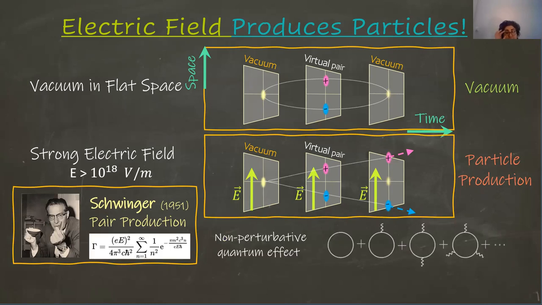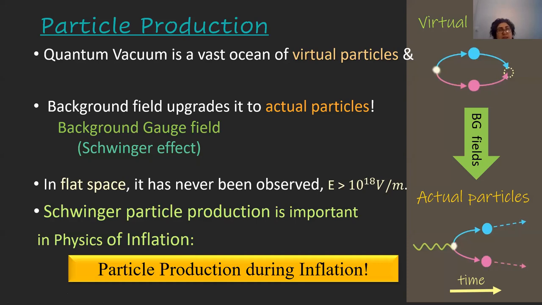This is basically a non-perturbative quantum effect, and the rate of the pair production is given like this. E is the electric field, and this is for electron and positron production in flat space. You can see that you cannot Taylor expand this in terms of E, so it is a non-perturbative process. If you want to explain it in terms of Feynman diagrams, you basically need an infinite number of terms in your series. That's a very beautiful phenomenon.